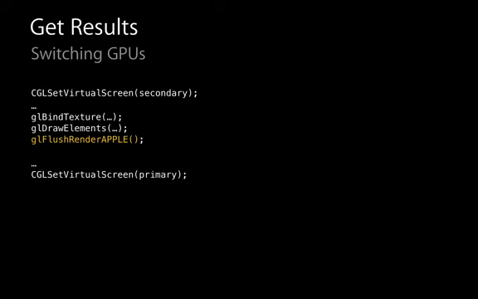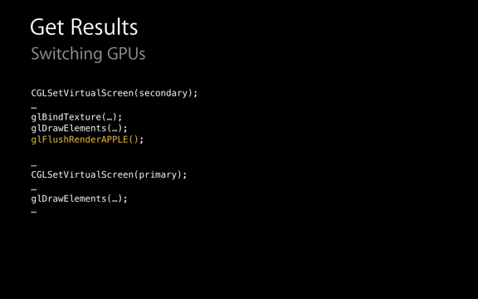At some point in the future, we're going to want to use the results that we had computed. Maybe we were rendering into an FBO or something. We want to use those results on the primary GPU, and so we're going to call CGL set virtual screen, pass in the primary GPU's virtual screen number, and then start working with the data on the primary GPU.